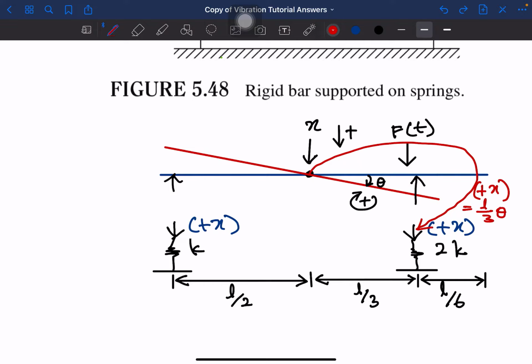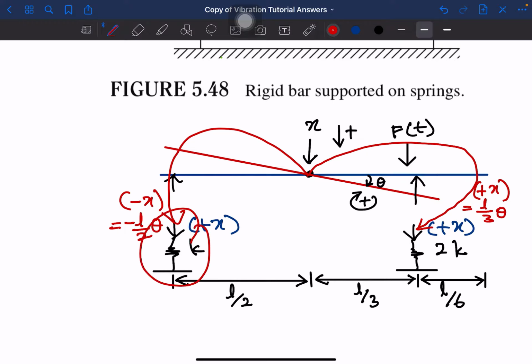Next. So 4K. From the center to the arrowhead, alright, it is anti-clockwise. Right? It is anti-clockwise. So anti-clockwise is opposite from what we define as positive. Clockwise is positive. So this will be negative. So x equals r theta, so you get negative L over 2 theta. Why is the r L over 2? Because the distance from K to the center is L over 2.